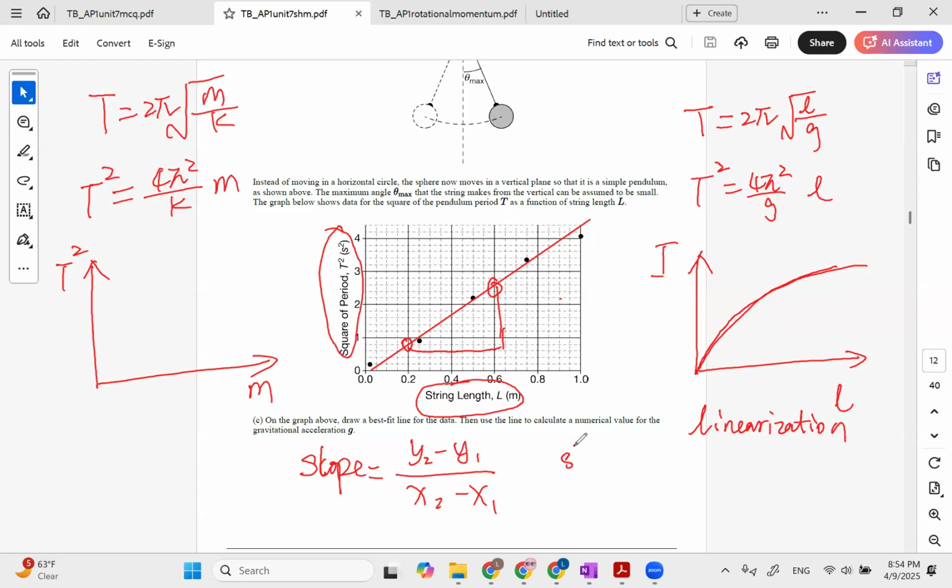And you will see that this situation has a unit, right? So you find the slope, you set this slope as 4 pi squared over g. So you use the slope to find the g.